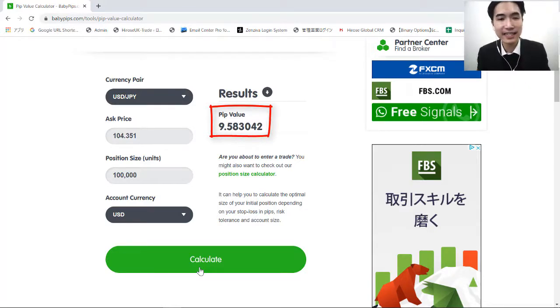In this case, if I traded one lot, which is 100,000 units, for US dollar and Japanese yen, each pip's value is equal to $9.58. That is how you calculate pip value, and it's pretty simple with this tool. So if the price moved by 100 pips, then the profit that I'm going to get with this calculation is roughly around $960. So that's how I calculate pips.